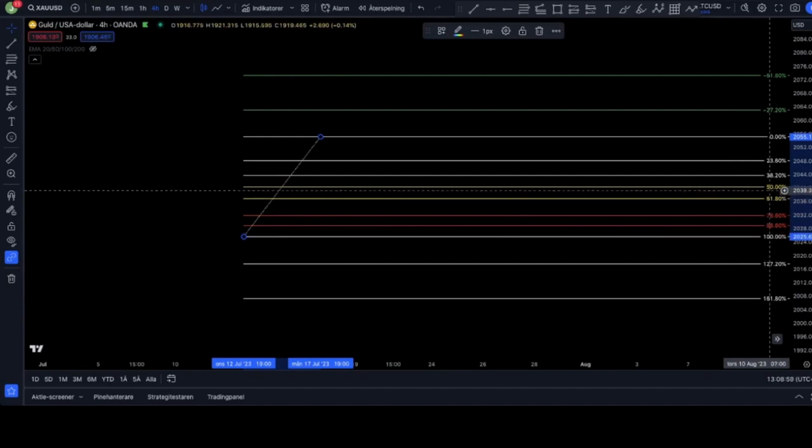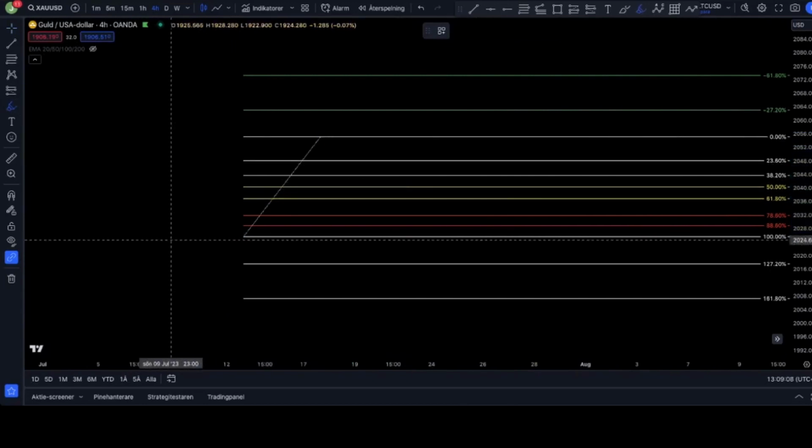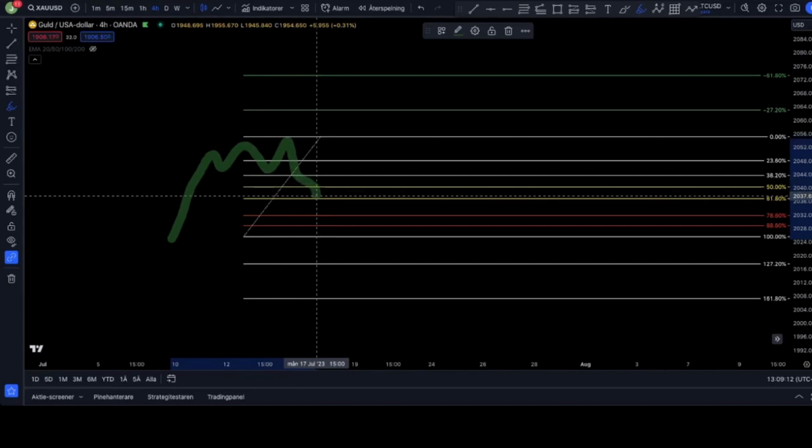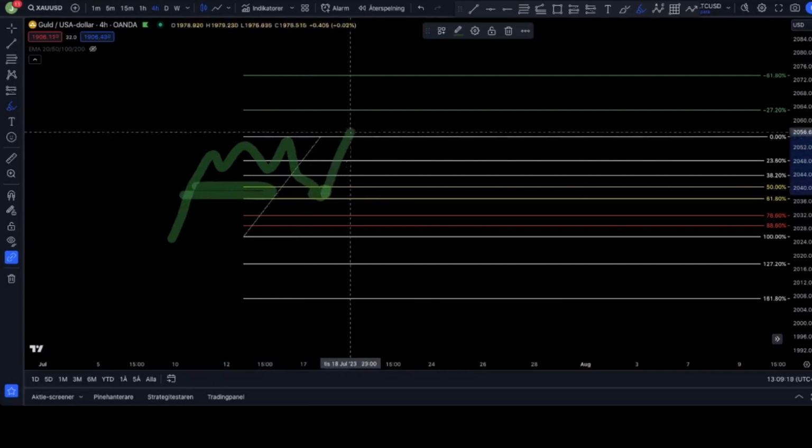So the 50% to the 61.8%, we call it the sweet spot. It's a sweet spot because this is a zone where market likes to retrace to. Market moves, creates this top and then retraces very often to the sweet spot zone. Why? Because very often you will find imbalance here, you find liquidity and then it pushes up from there.